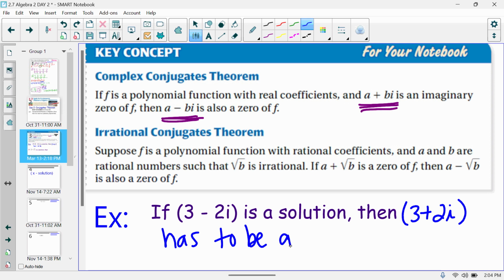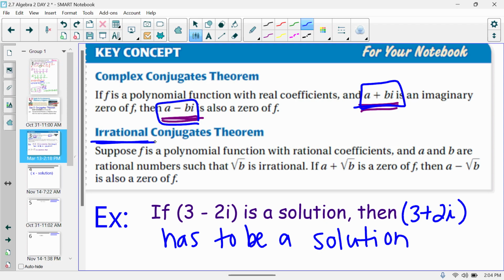So it's up to you what you want to write down from this slide, if you want to write the whole theorem or just the example. I might suggest at least writing like, if this is a solution, the conjugate is also going to be a solution.